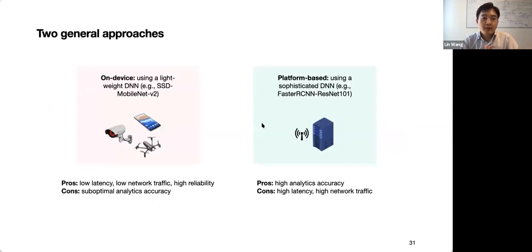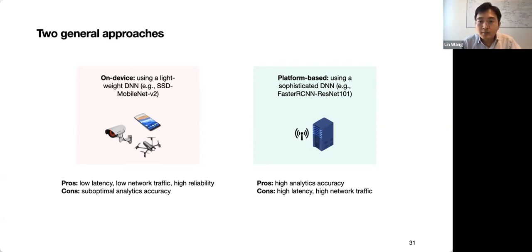So how to support this kind of applications on the computing paradigms we have mentioned? Basically there are two general approaches. We can do on-device computing, where we use a lightweight deep neural network to analyze the video stream and then take actions locally based on the analytics results. Of course, this is very nice. It has low latency, no network traffic, and also high reliability, right? But on the other hand, since we cannot really deploy the state-of-the-art DNN models on those devices, many times we end up with suboptimal analytics accuracy.